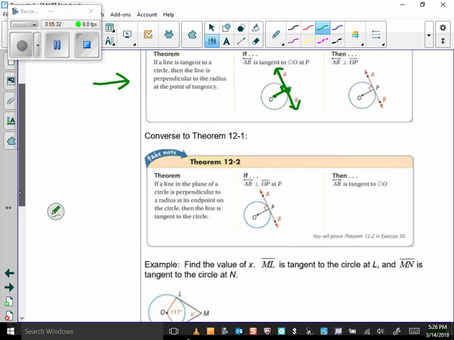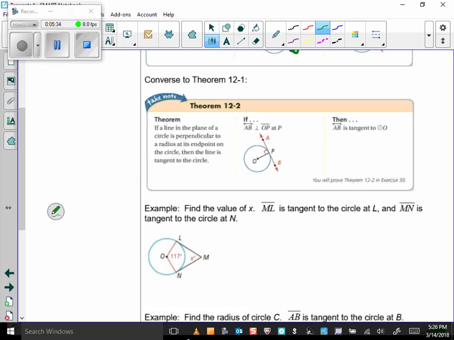All right? And the converse is 12-2. It says if a line in the plane of a circle is perpendicular to a radius at its endpoint on the circle, then the line is tangent to the circle. So it's just the other way around.